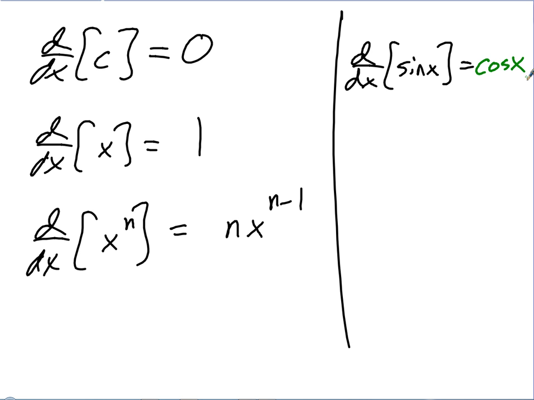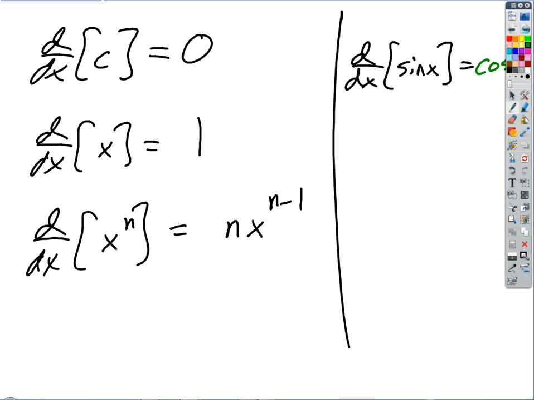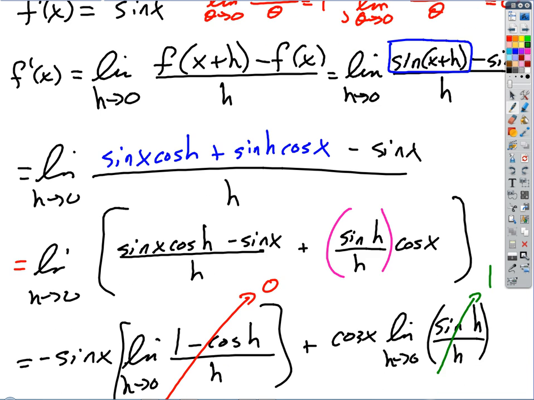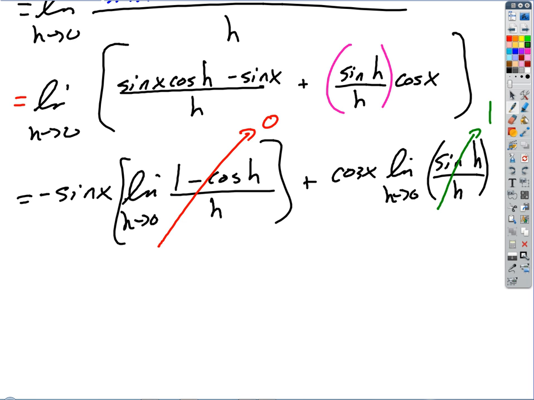Yes. Good question. It went away because the limit went to 0. So negative sine x times 0 is 0.